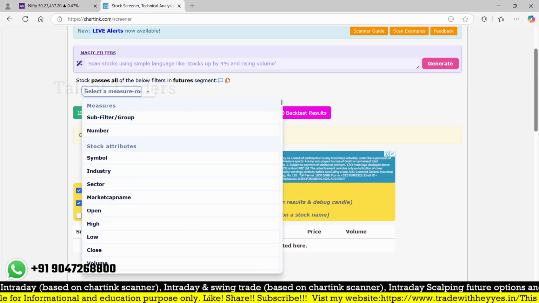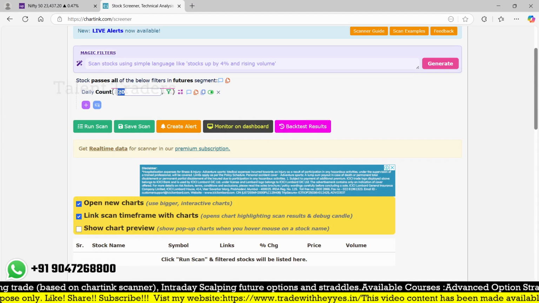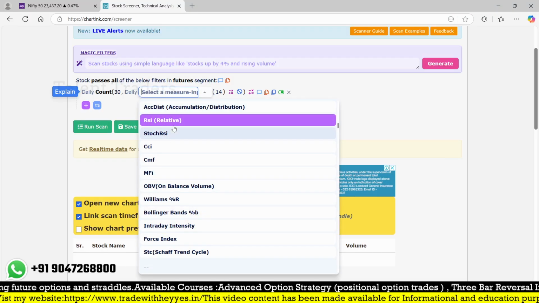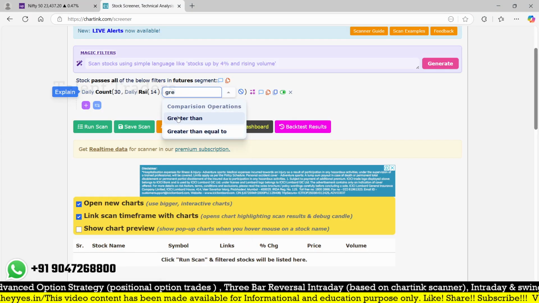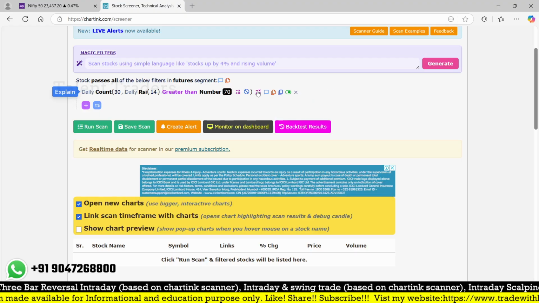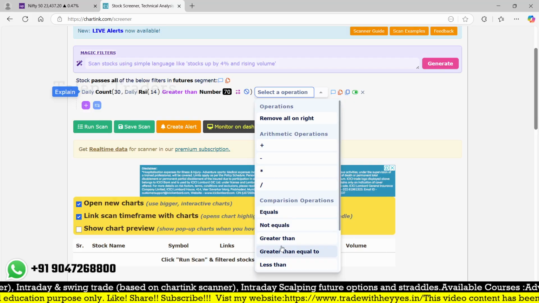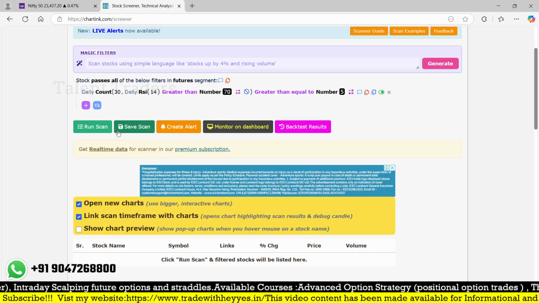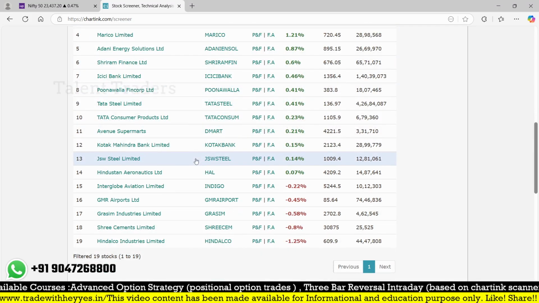In charting, we can't get futures or options data, only equity. So let me try for 30 days. We use the count function with 30, and I'm using the basic RSI formula, RSI 14, which must be greater than 70, so it filters RSI above 70. Let me find out how many candles. In the last 30 days, we got almost 19 stocks trading above it, starting with AB Capital.